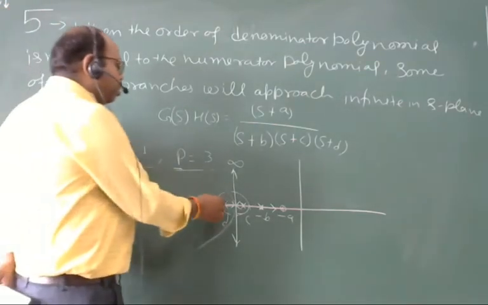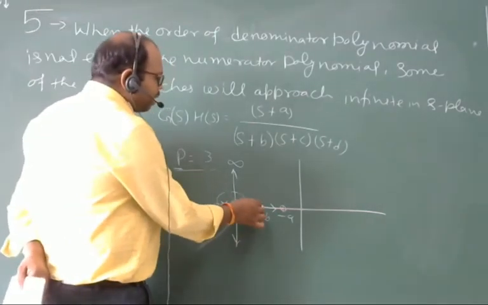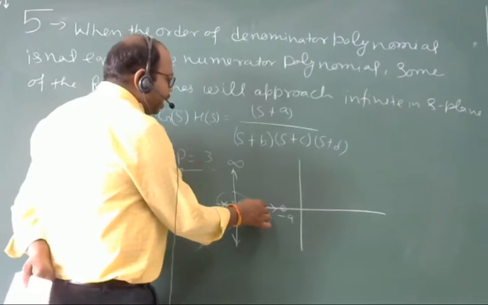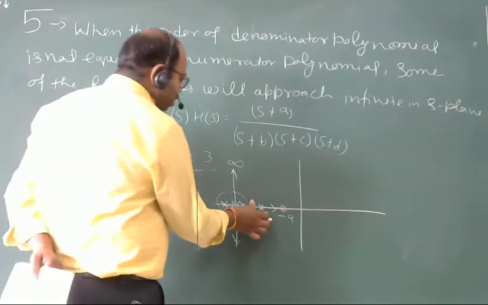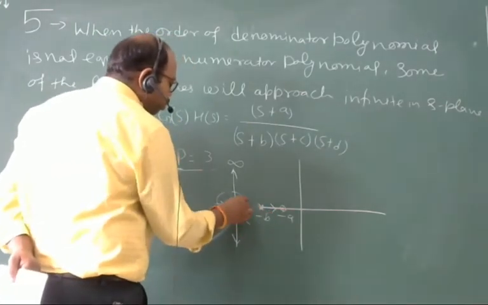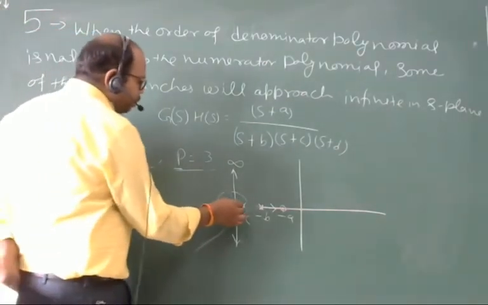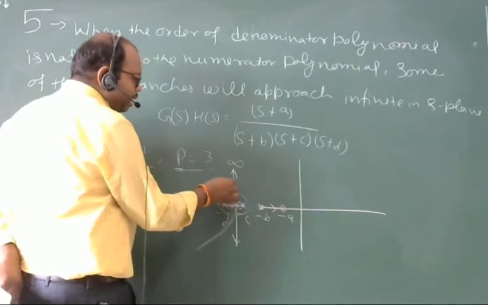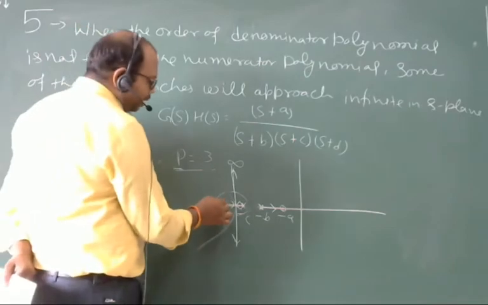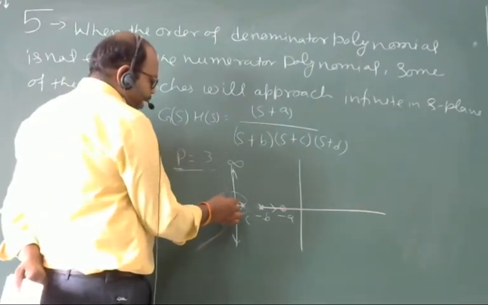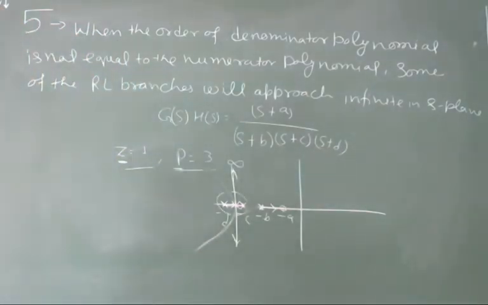Now, what is the meaning of this root locus? The meaning of this root locus is one root locus branch is started from this pole and end up to this 0. This is one branch. Here there will be no root locus branch. And another branch will start from this pole and end up to this 0, which is situated at infinity. And another branch will start from this pole and end up to this infinity, this 0, right?